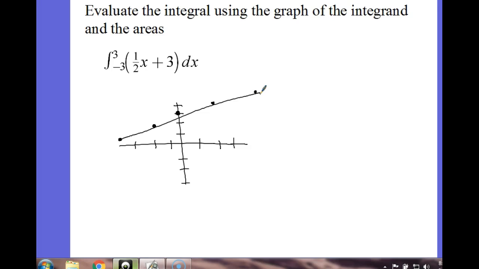Does that line ever make it below for this problem? No. This is a case where everything's above, right? So you need to know the values at -3 and the values at +3. So what shape does this create?